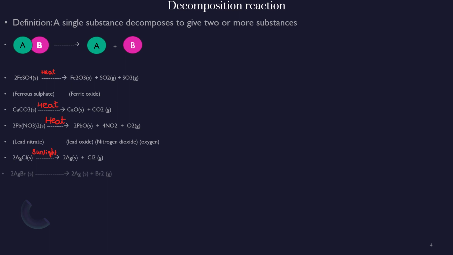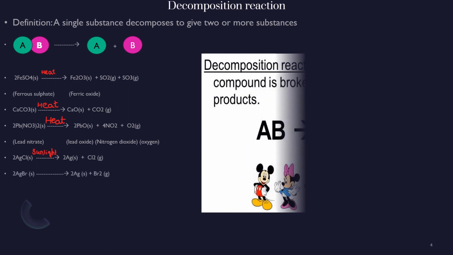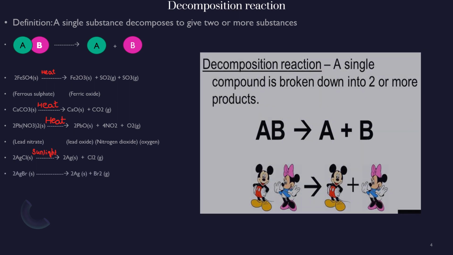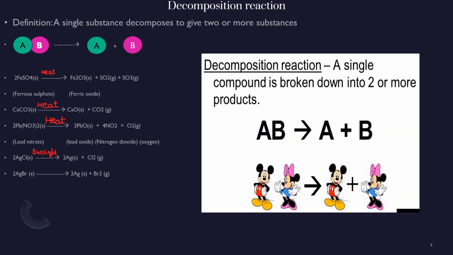So all these reactions require energy, either in the form of heat, light or electricity, for breaking down the reactants. So in these reactions the energy is absorbed. So this type of reaction is called an endothermic reaction. Endothermic reaction means in the reaction the heat is absorbed and the substance is divided into two or more substances.